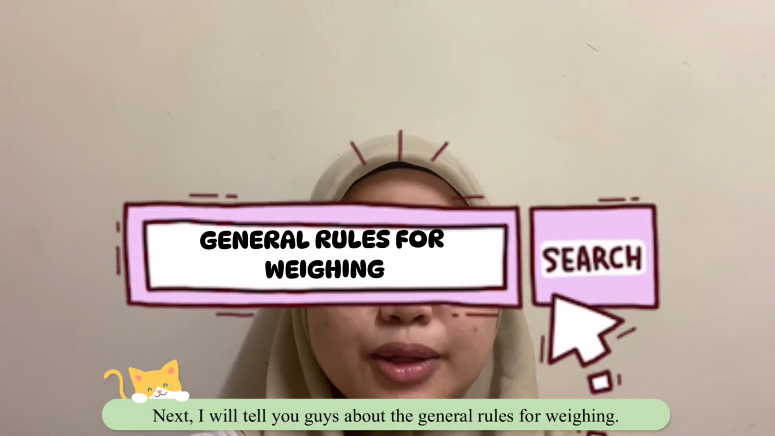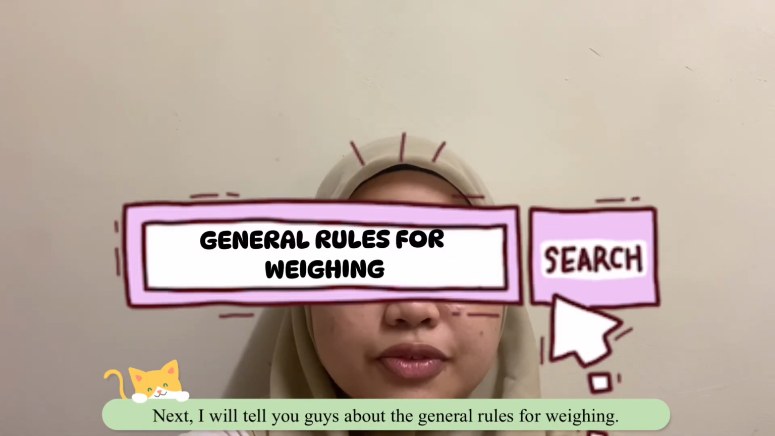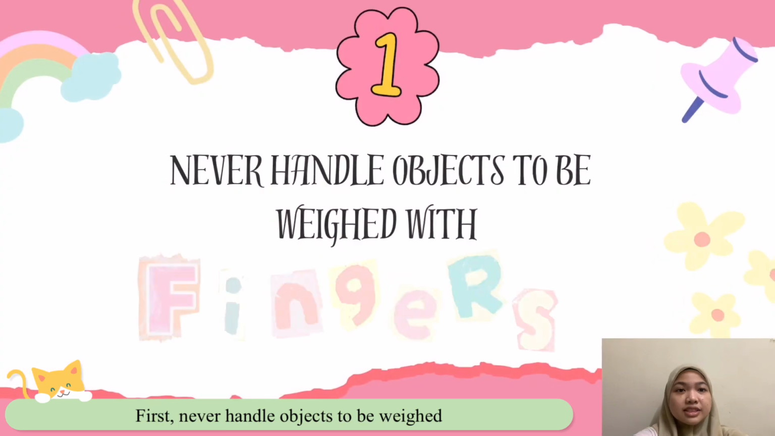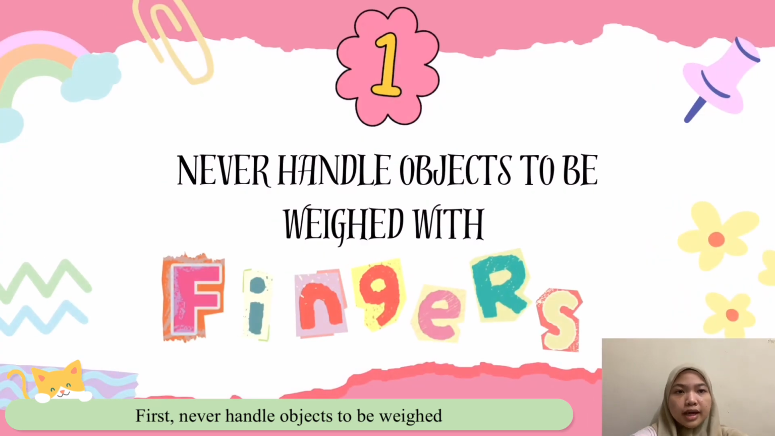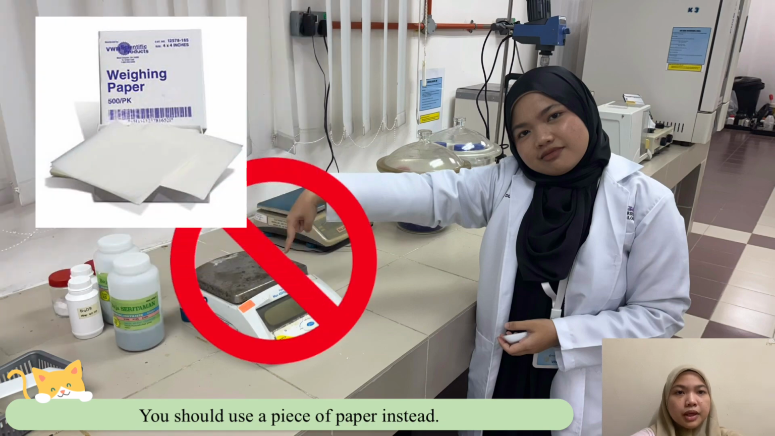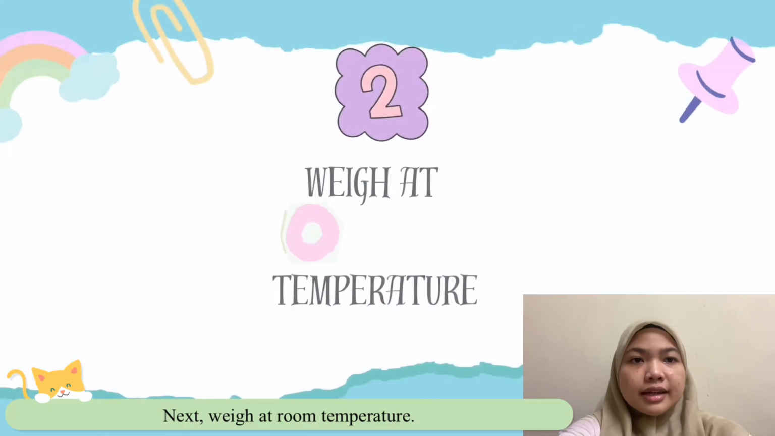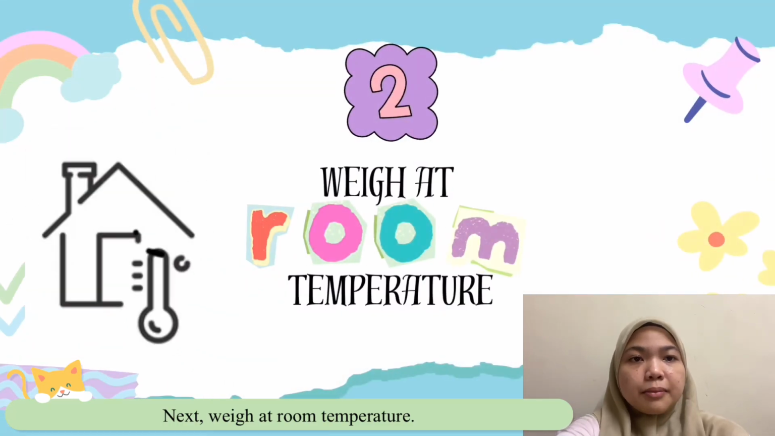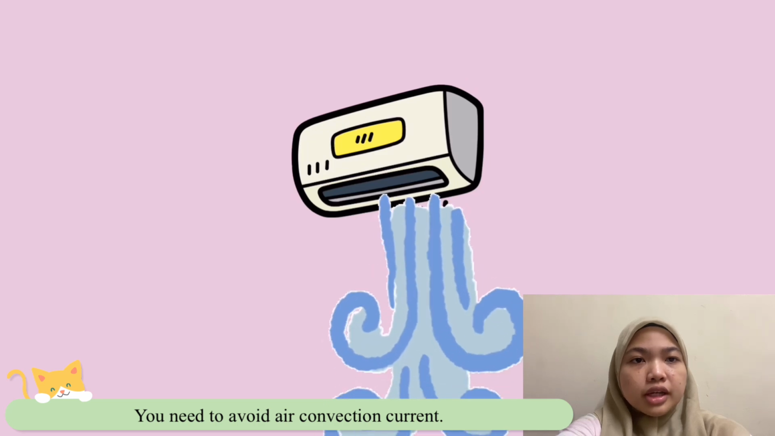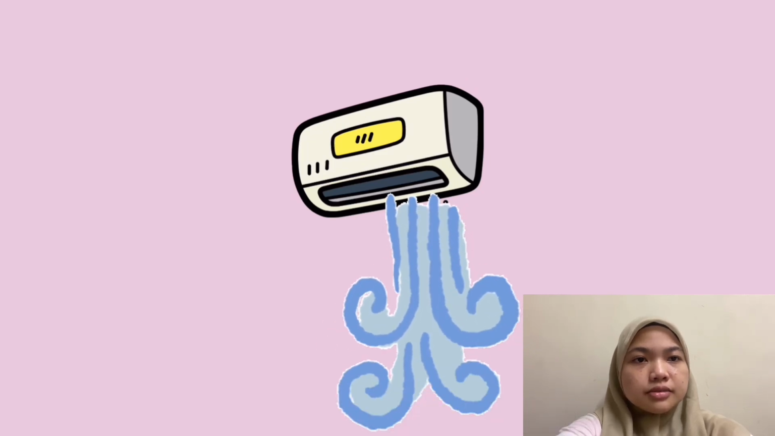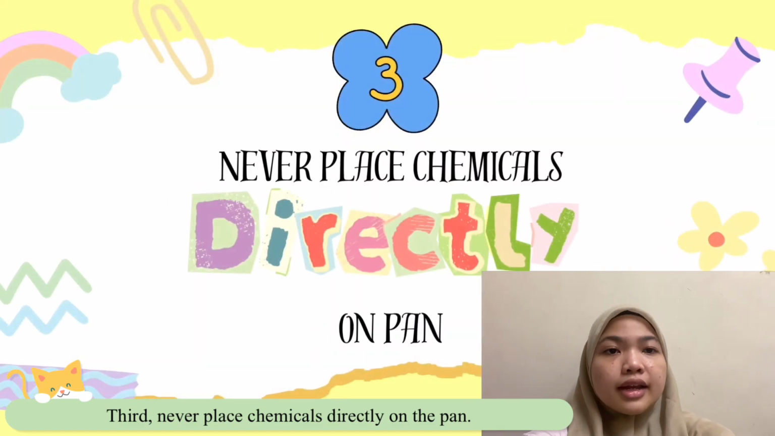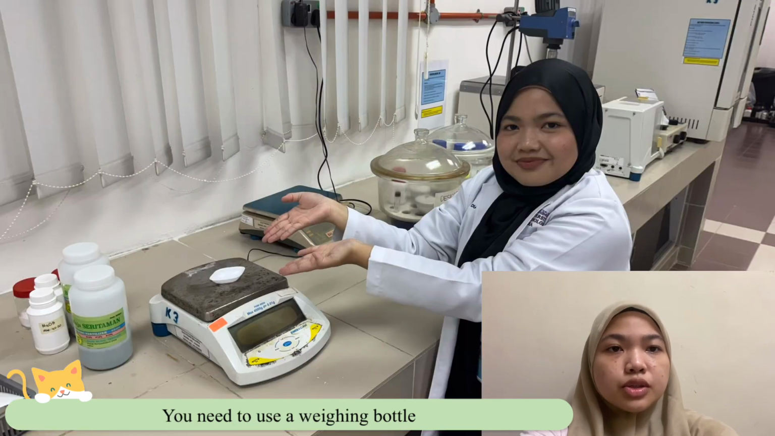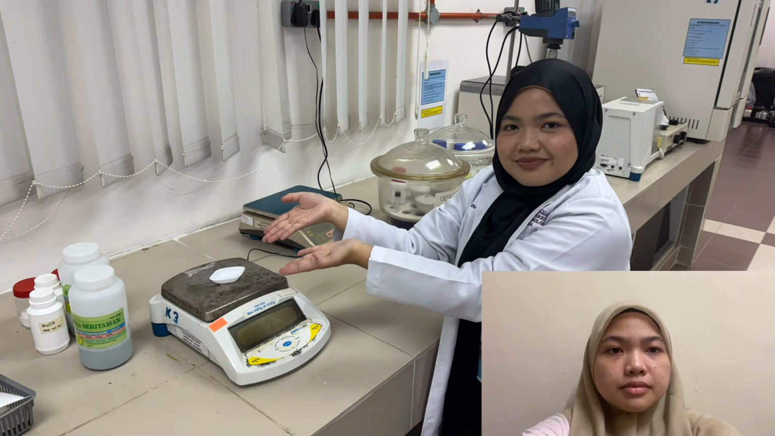Next, I will tell you guys about the general rules for weighing. First, never handle the object to be weighed using your fingers. You should use a piece of paper instead. Next, weigh at room temperature. You need to avoid air convection currents. Third, never place chemicals directly on the pan. You need to use a weighing bottle or a weighing dish instead.